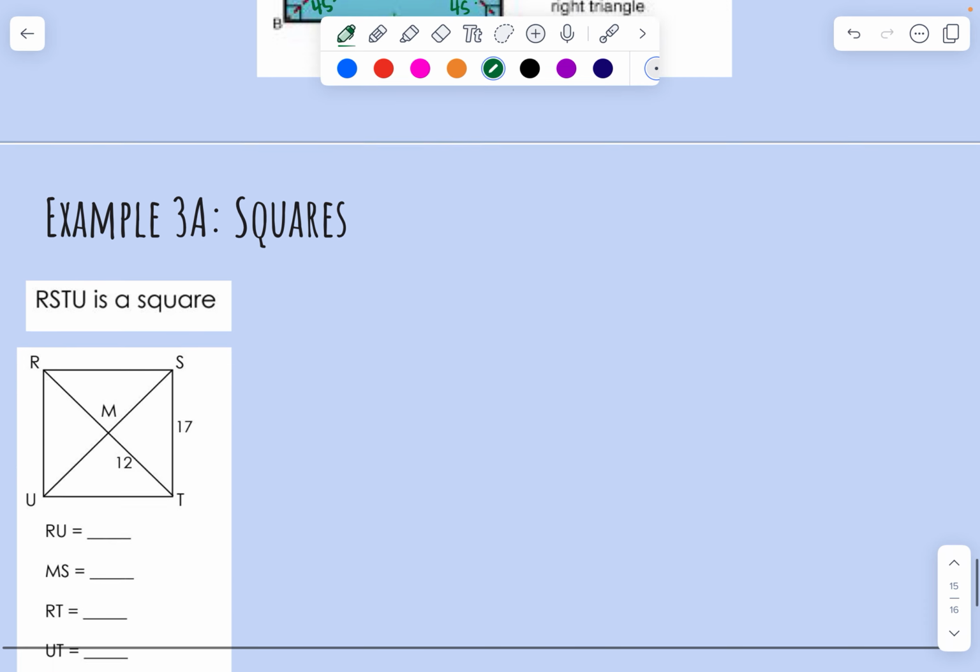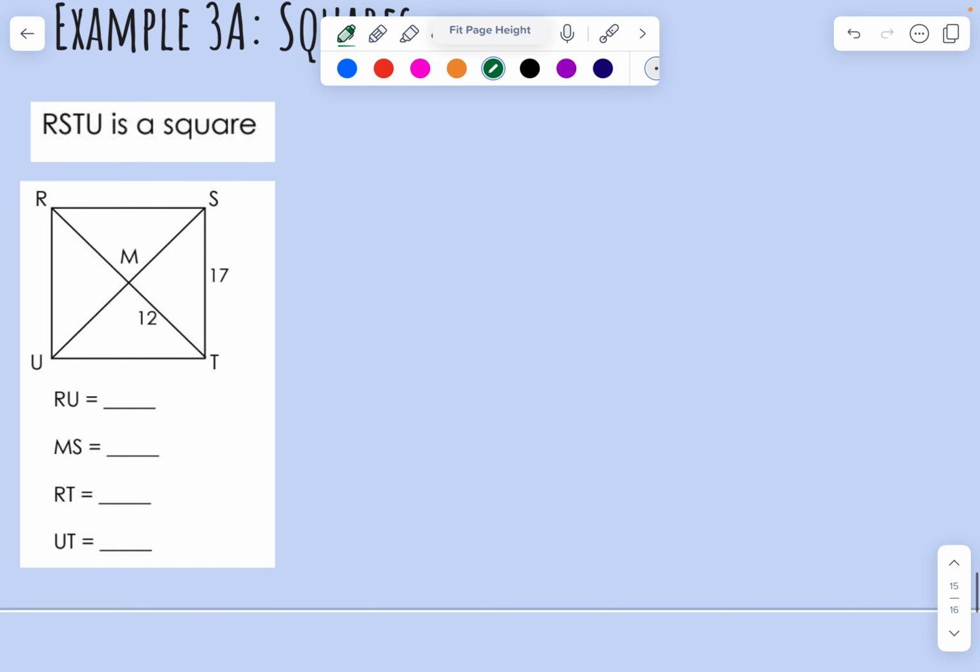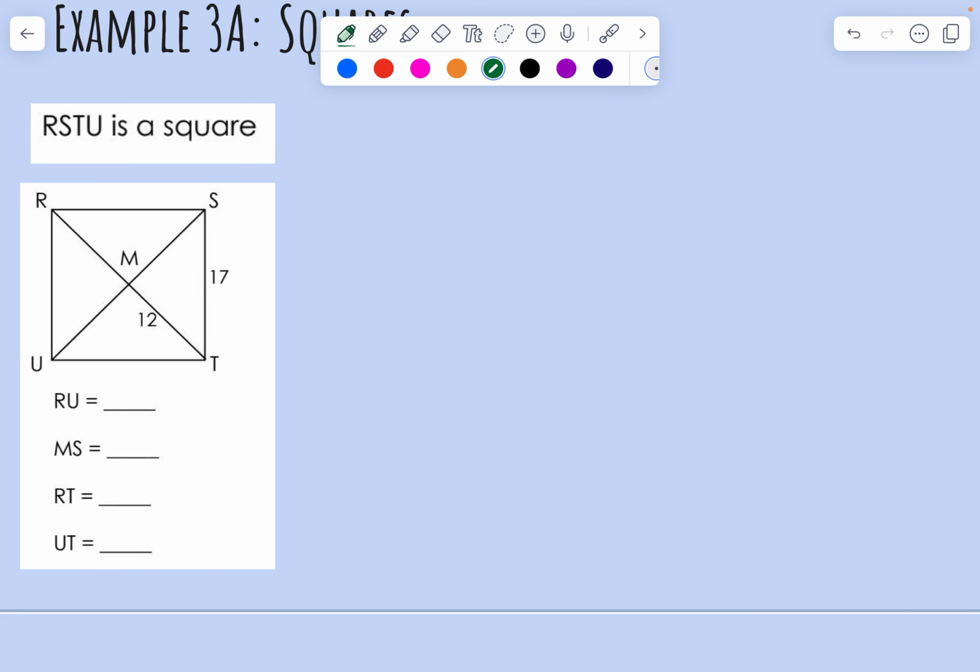All right, so let's look here. RSTU is a square. So I know each part, they're giving me that that's 12, so I know each little part of the diagonal is 12. They're also telling me that the side length is 17. So that means every side is 17. So RU is 17, MS is 12, RT is 12 plus 12, which is 24, and UT is 17.